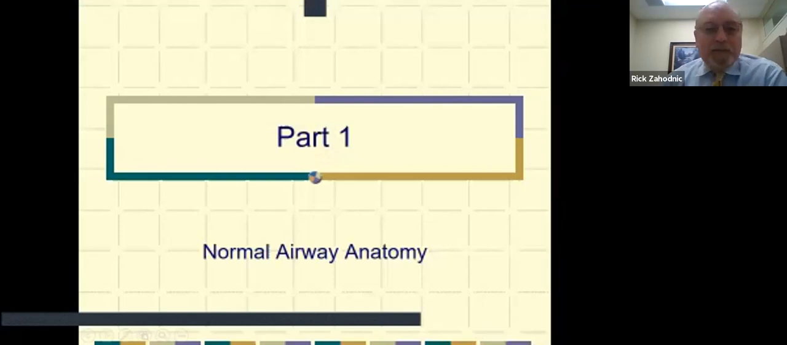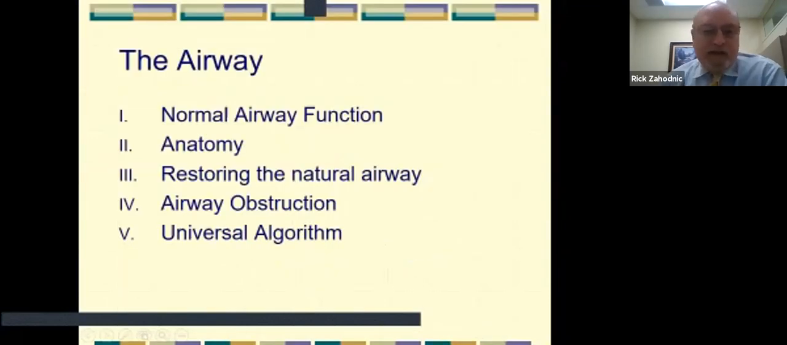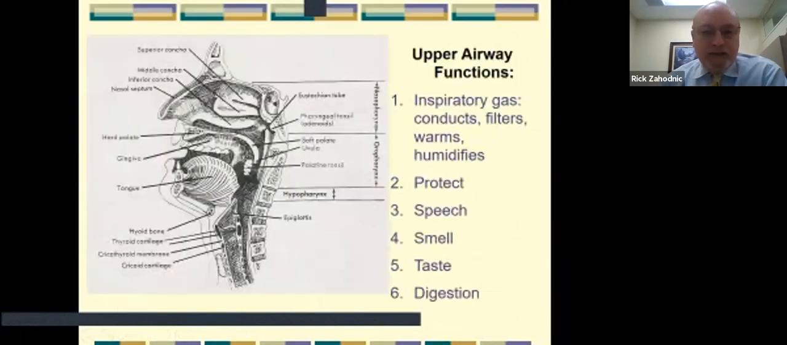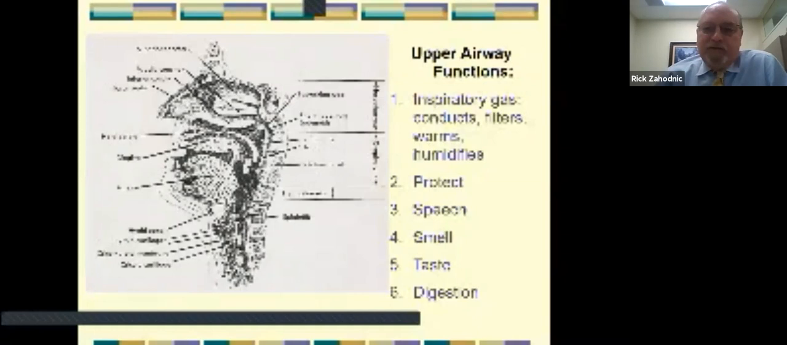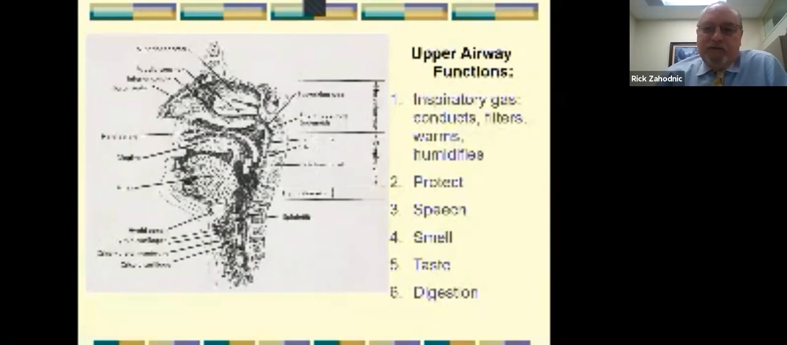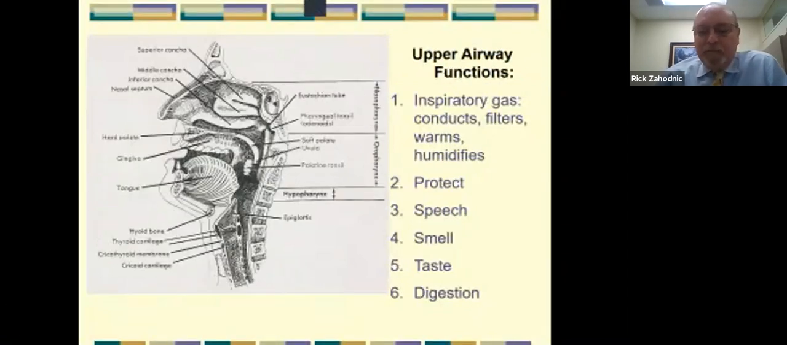Let's go back and review some of the upper airway as far as its anatomy and its function. First of all, the upper airway, again, has multiple functions. We know this. It filters, warms, and humidifies inspired gas. It provides airway protection in the form of the glottic opening closing, and the form of cough to remove or prevent anything from getting down the tracheobronchial tree. It's also involved with speech and smell and taste. And obviously, it's a conduit to the digestive tract.